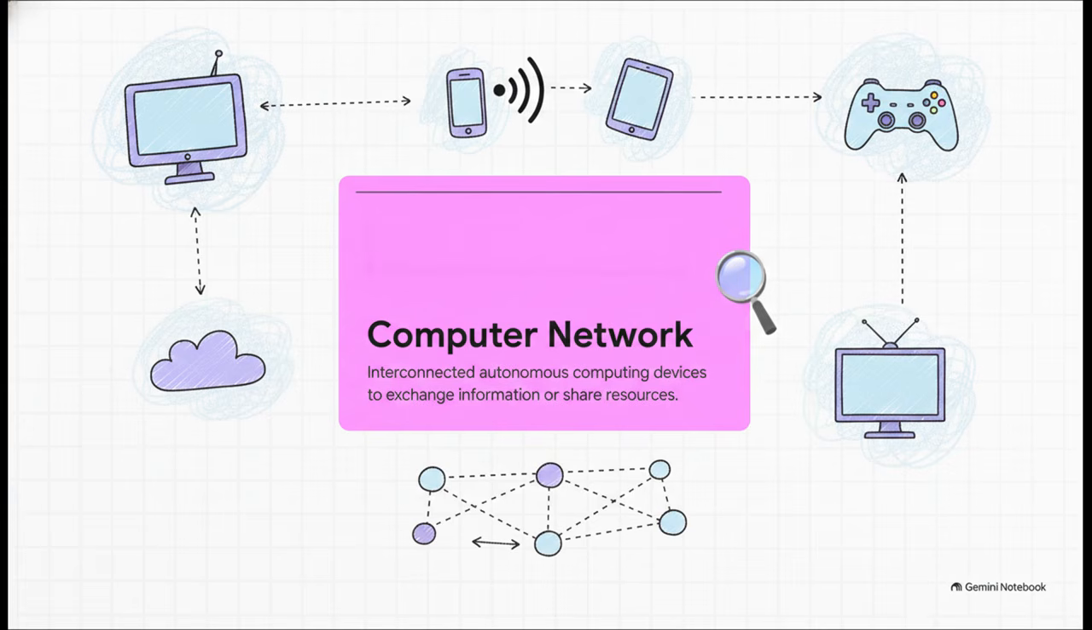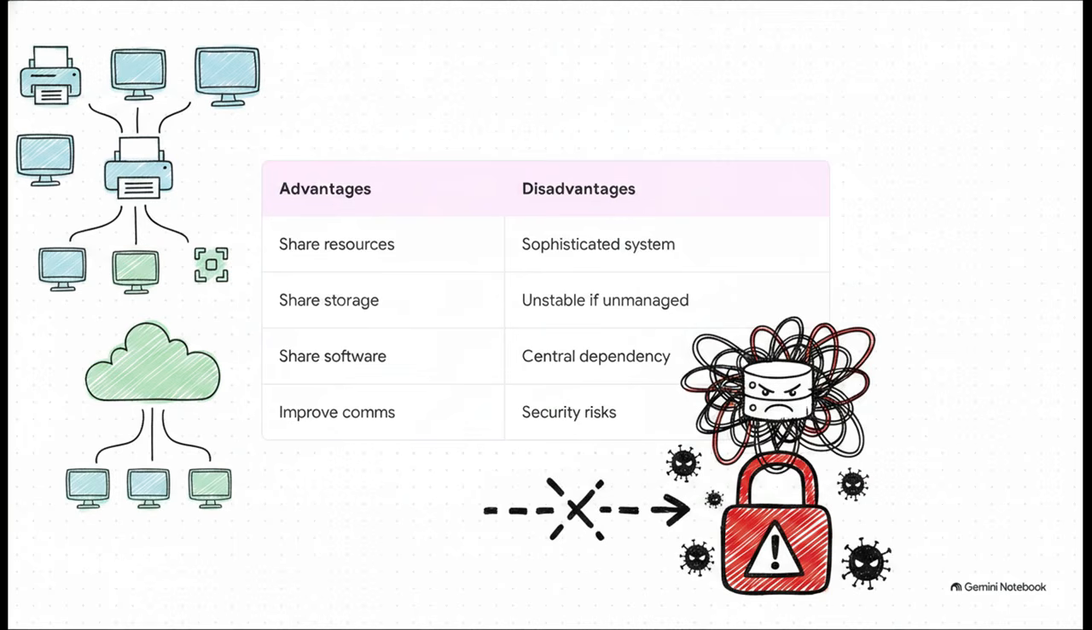Well, at its core, it's just a group of autonomous, independent devices connected together so they can share information or resources. Whether you're beaming a video from your smartphone to your TV, or linking up gaming consoles, or connecting a laptop to a server in Tokyo, it literally all comes down to independent devices communicating using a shared set of rules.